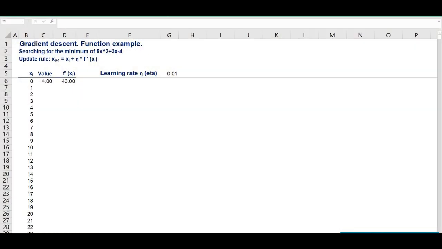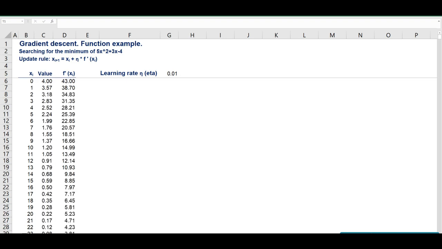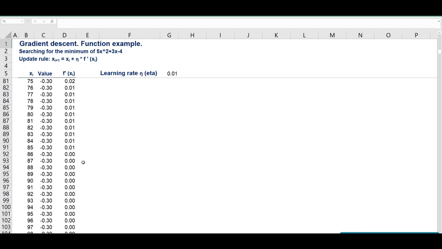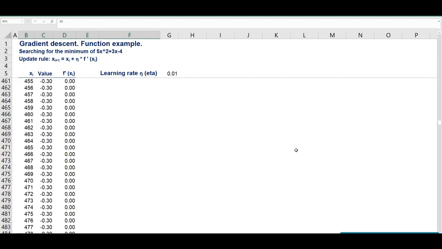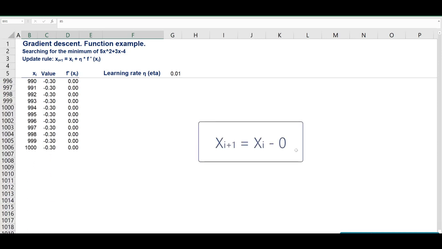Let's take an eta of 0.01. We start descending. x1 is equal to 3.57. x2 is equal to 3.18, and so on. Around the 85th observation, we see our sequence doesn't change anymore. It has converged to minus 0.3. Once the minimum is reached, all subsequent values are equal to it, since our update rule has become xi plus 1 equals xi minus 0.